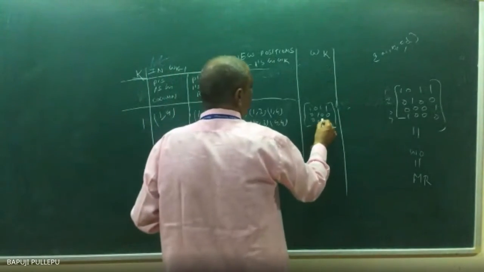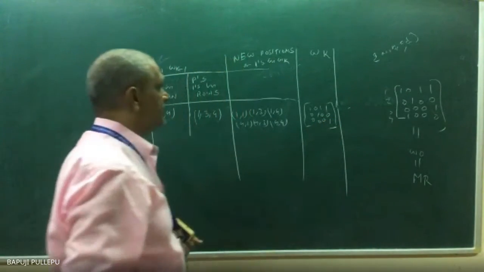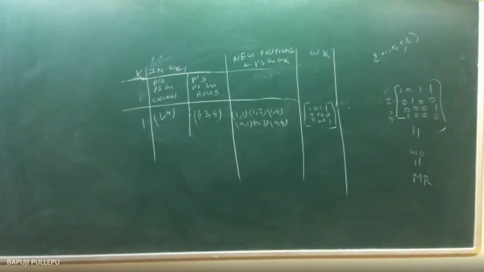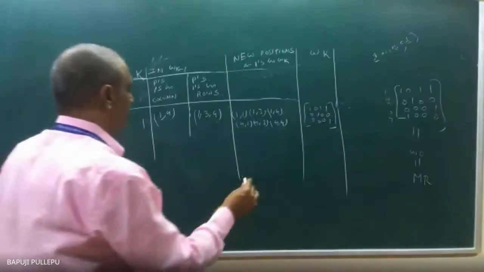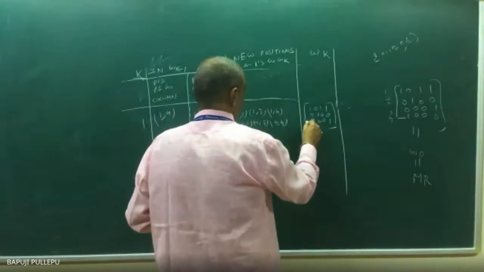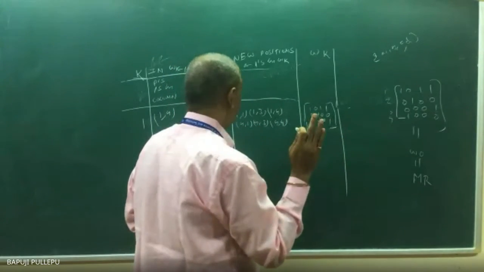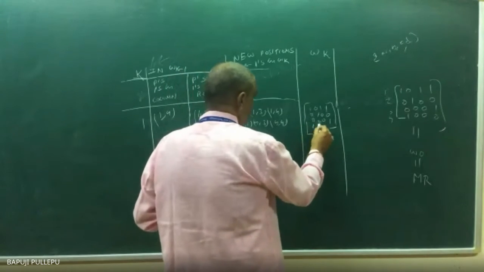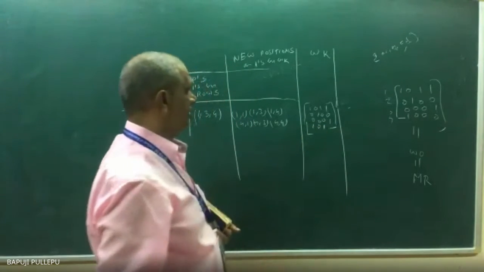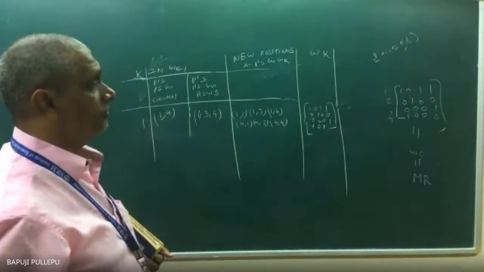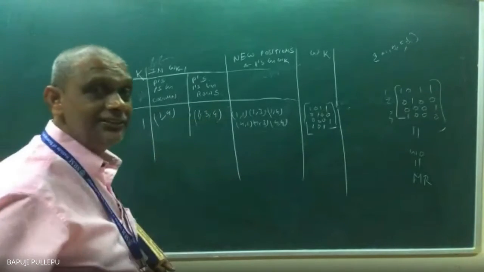So 0, 0, 1. Now the story will start. 4, 1 is there, also 4, 1 is there. Write 1. Then 4, 2 is not there, here also not there, 4, 3 is there. So here 1, 1 will come. Correct or not? Then 4, 4 is what? 0. But here, 1. Very good.